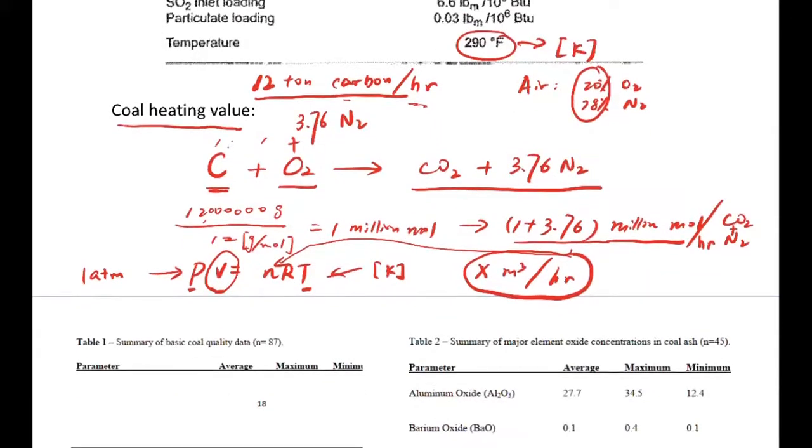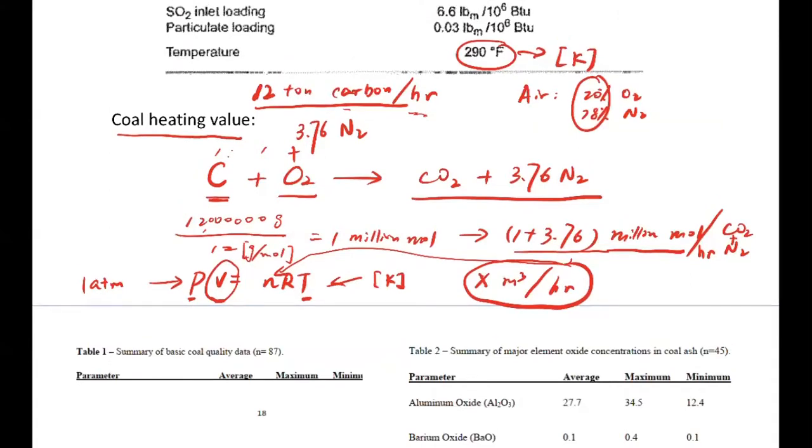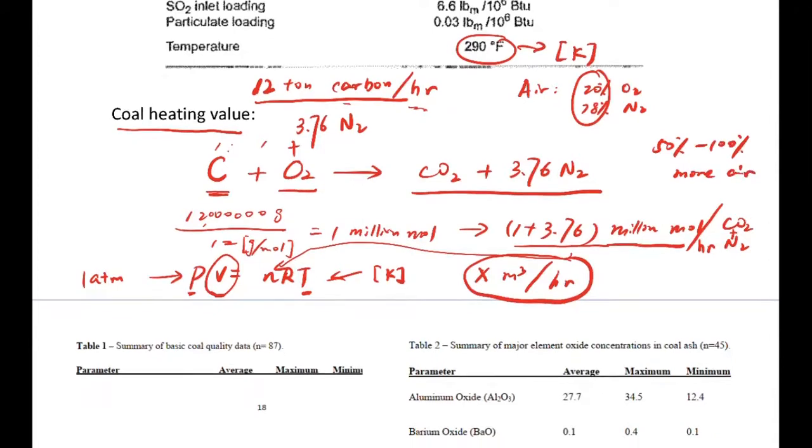So generally, if you go through the textbook or some reference, you can find that this ratio basically will generally provide 50 to 100% more of the air. So what this means is, let's say that we provide 100% more air. So what that means is we're going to introduce 2 oxygen here, and then 2 multiplied by 3.76.